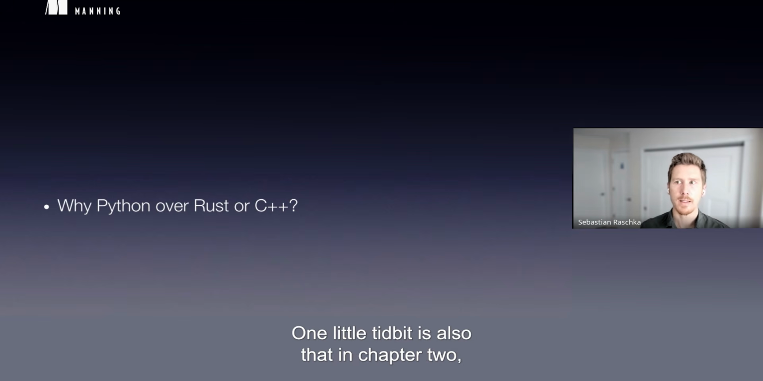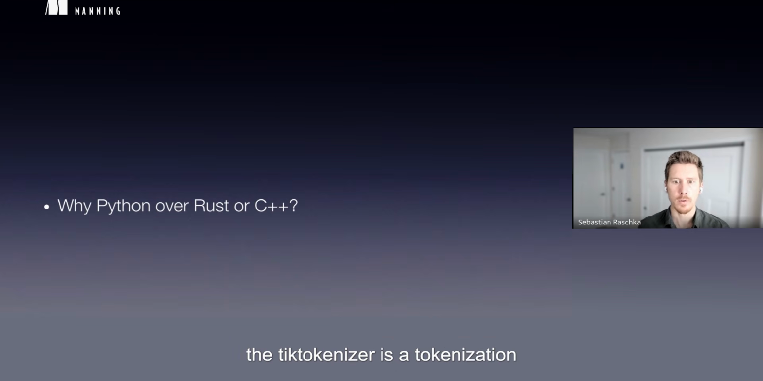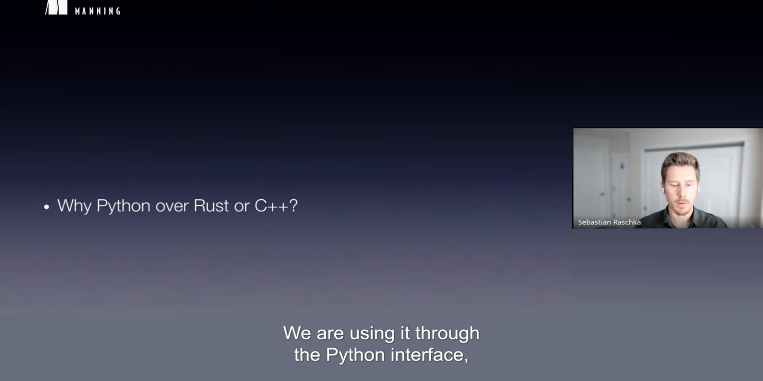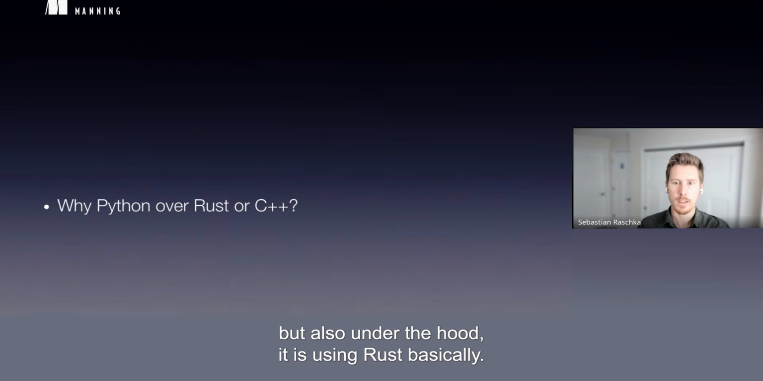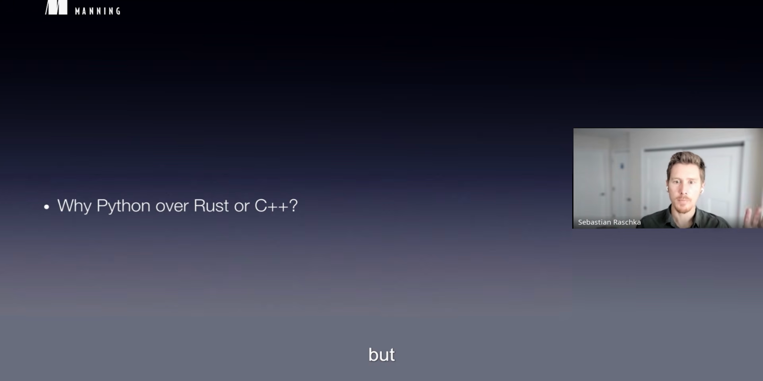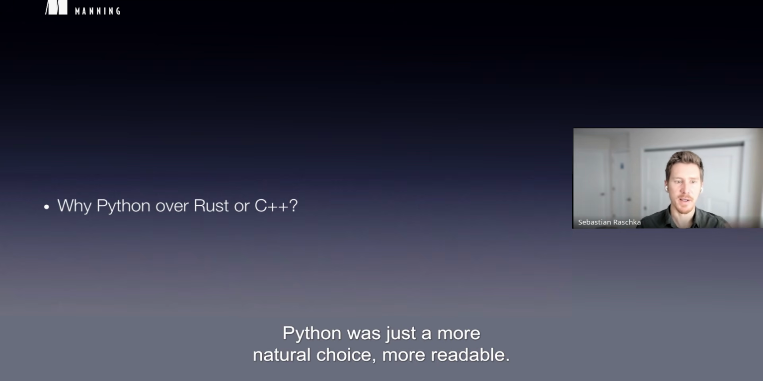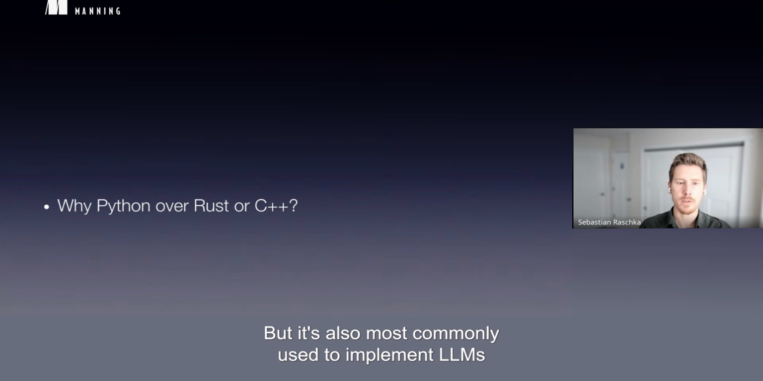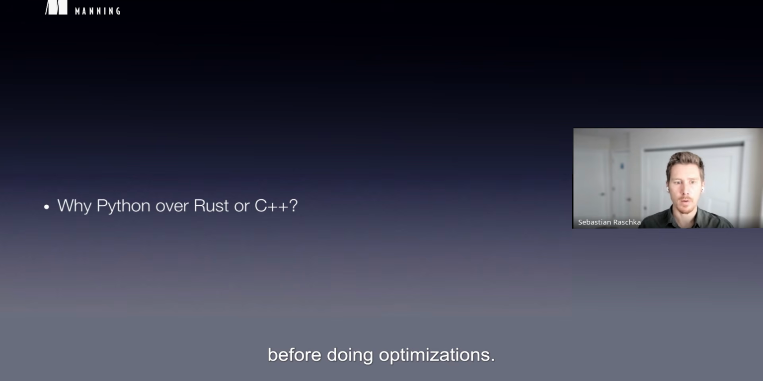But one little tidbit is that in chapter 2, the tiktoken tokenizer, a tokenization method that we're using, we are using it through the Python interface, but under the hood, it is using Rust. So Rust is kind of replacing code everywhere right now, but the interface is still Python. That's the long story here: Python was just the more natural choice, more readable, and it's also what's most commonly used to implement LLMs before doing optimizations.